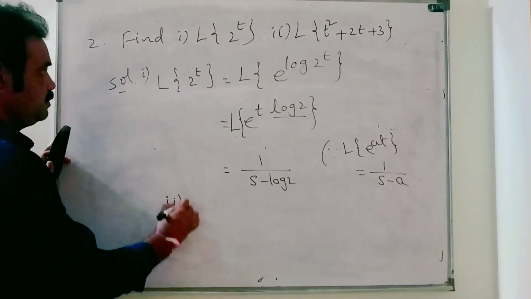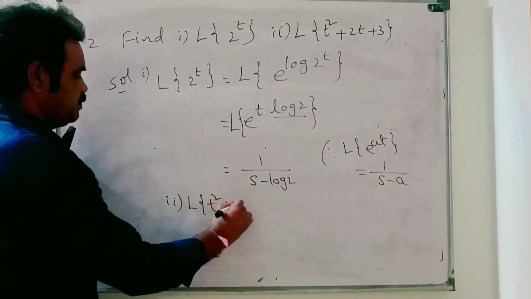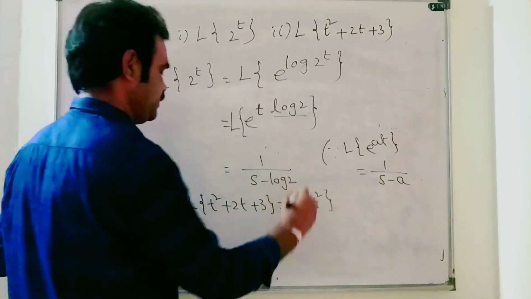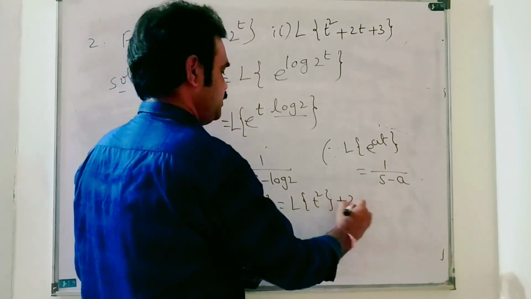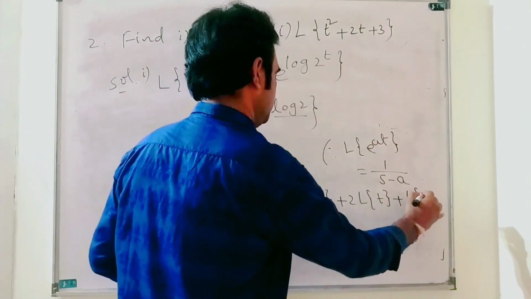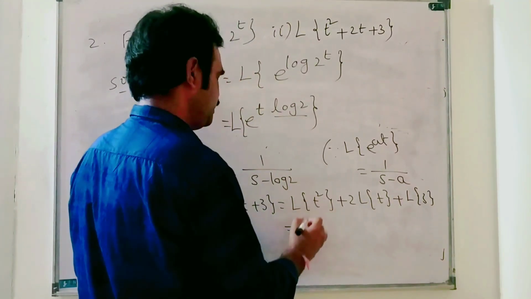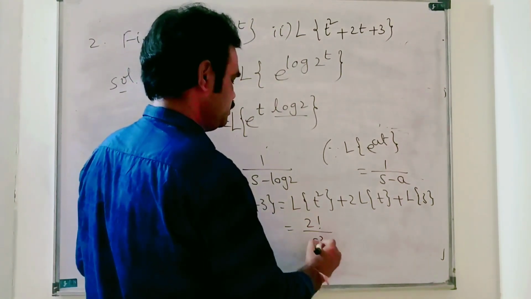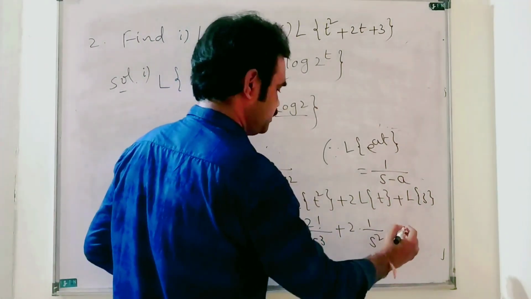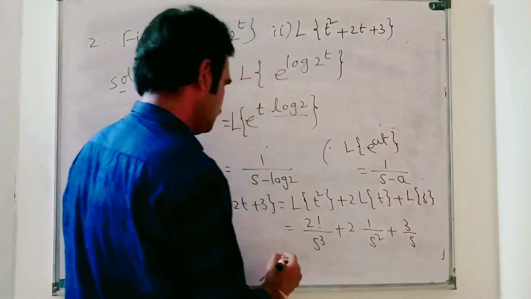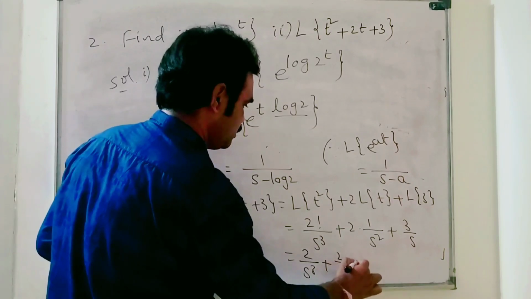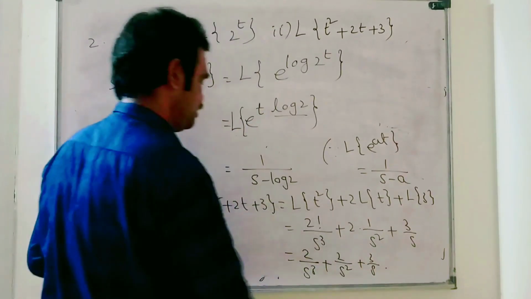See the next one, L of t square plus 2t plus 3 is equal to L of t square plus 2 into L of t plus L of 3. L of t square is 2 factorial by s cube, plus 2 into L of t is 1 by s square, plus L of 3 is 3 by s. This is equal to 2 by s cube plus 2 by s square plus 3 by s.